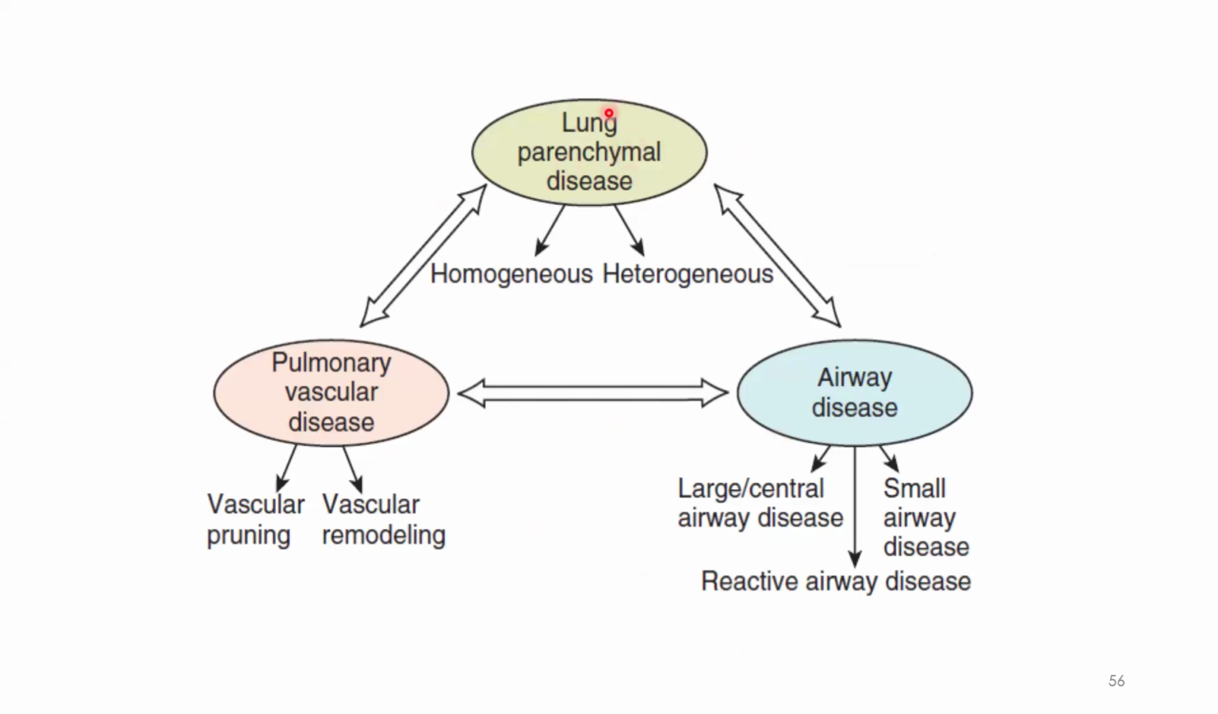That is the involvement of the lung parenchyma, which may be homogeneous, that is, alveolar arrest, or heterogeneous, that is, formation of microcysts, macrocysts, fibrosis, and atelectasis. The pulmonary vessels are usually underdeveloped and also hyperreactive. There will be pruning and remodeling. In the airway, mainly the central airway, there will be tracheobronchomalacia, and the small airway will also be affected, like a reactive airway disease.